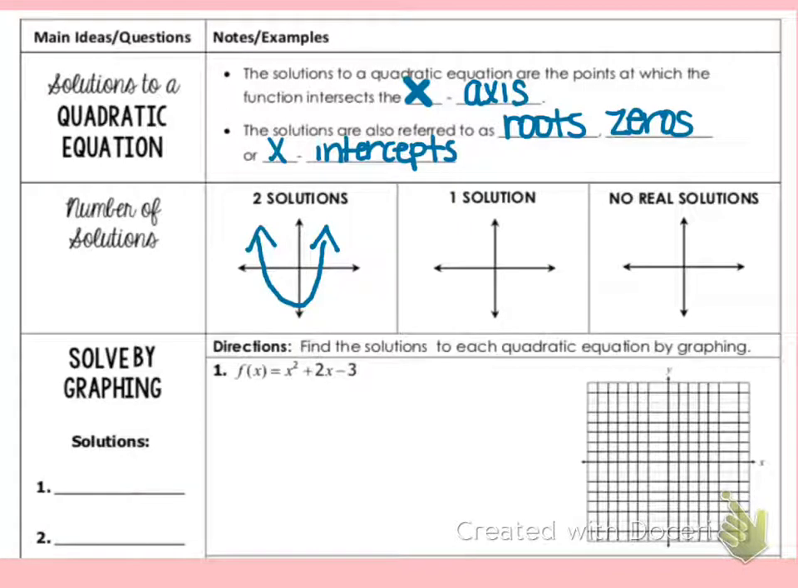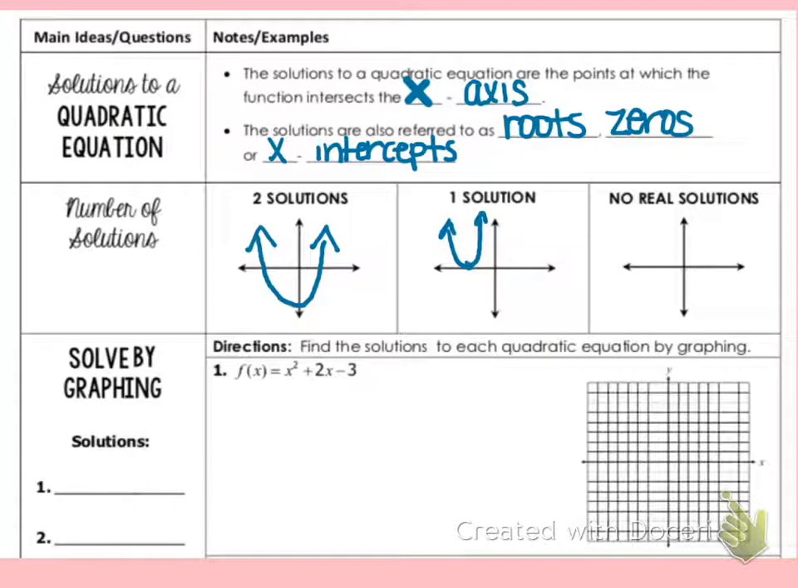You could have one solution, and one solution would look like this. It would mean that the vertex would have to sit right on the x-axis. And we're going to find out that quadratics that have exactly one solution are a special kind of quadratic that we've actually spent a little time talking about.